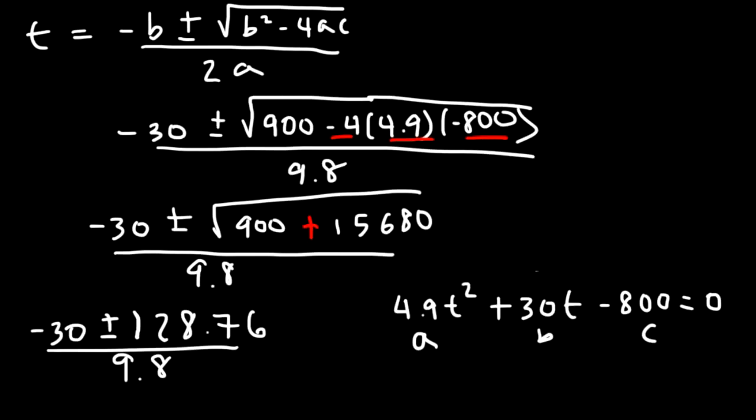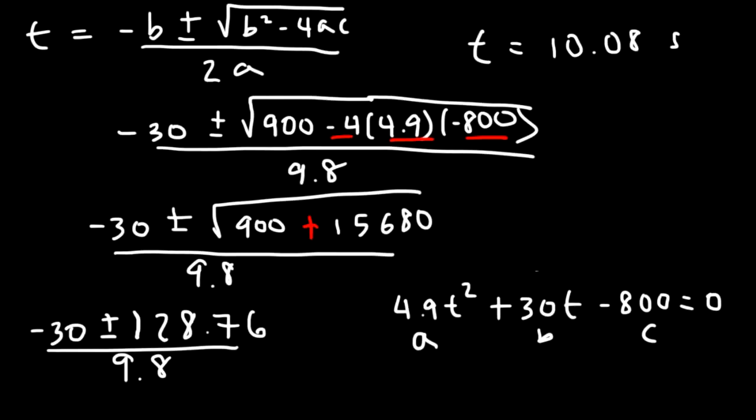Now, there could be two answers: negative 30 minus 128.76 and plus 128.76. We know time can't be negative, so we're just going to ignore the negative answer. So, if we take negative 30 plus 128.76, that's positive 98.76, and divided by 9.8, this will give us a t value of 10.08 seconds, which is less than the other answer, which was 12.78.